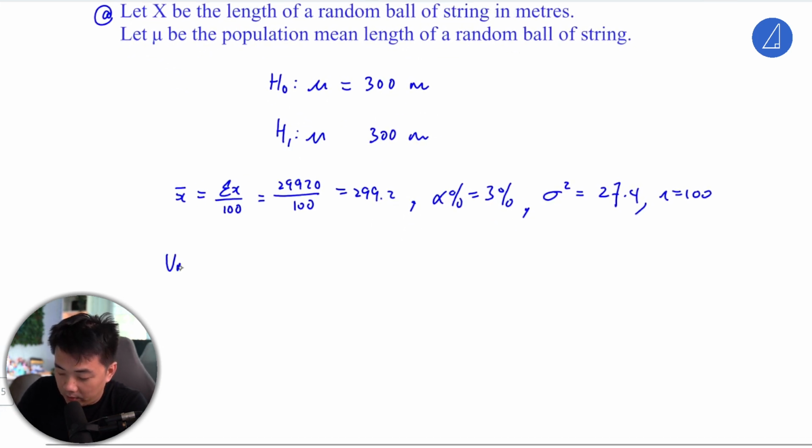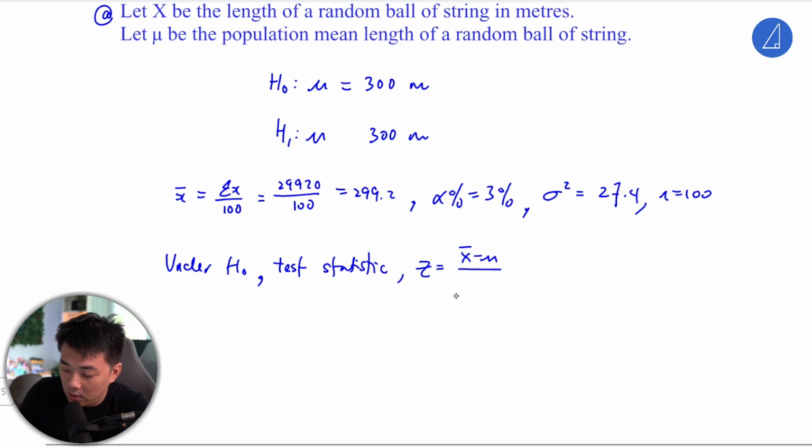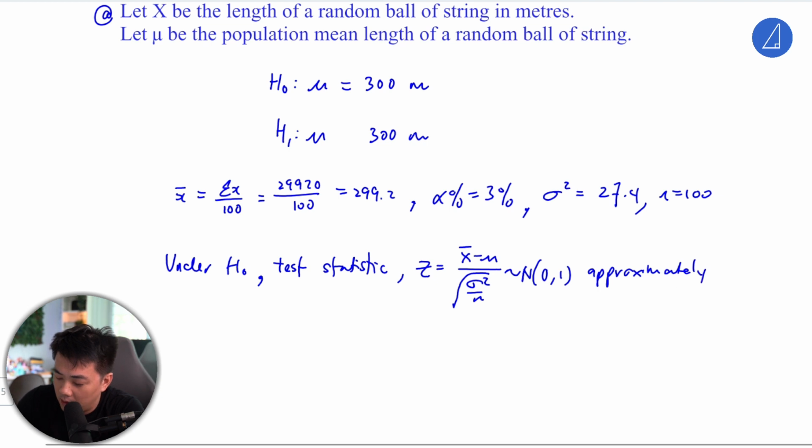So under H0, I'm going to use a z-test. Of course, I'm going to use the p-value method, but I'm going to just standardize: Z equals x bar minus mu over sigma over root n, distributed as standard normal N(0,1) approximately. Obviously, if you do not want to standardize, I understand you can, but just choose one of the methods. Usually I'll just standardize because it's a one-size-fits-all approach.